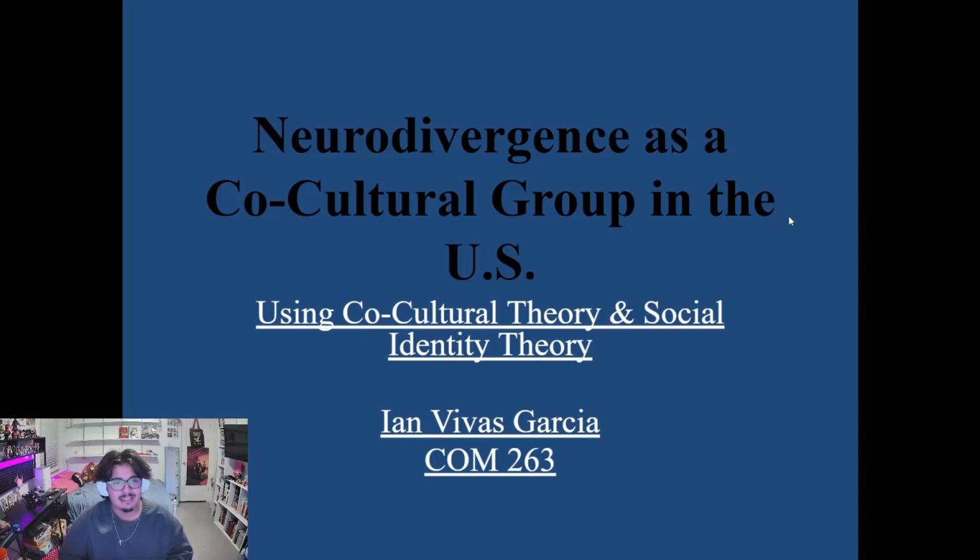My name's Ian, and today we're going to be talking about neurodivergence as a co-cultural group in the United States. And we'll be doing that by using co-cultural theory and social identity theory. So, to start, in American society, communication norms are often perceived as neutral and universally applicable. Behaviors such as sustained eye contact, rapid verbal response, and social fluency are frequently interpreted as indicators of competence and overall professionalism. However, these expectations are socially constructed and historically shaped by dominant institutions.